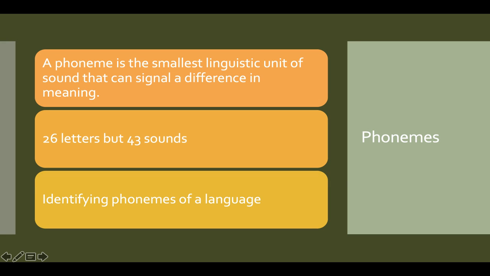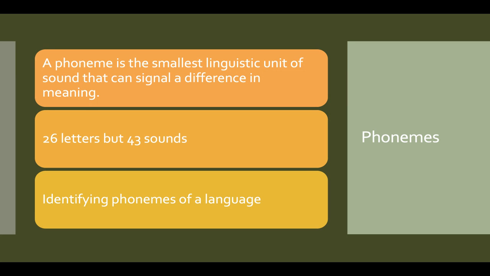All right. Still talking about phonemes. A phoneme is the smallest linguistic unit of sound that can still signal a difference in the meaning. So there are only 26 letters in our English alphabet, but there are actually 43 different sounds we can make in our English language. And so that's the difference. There's sounds that can signal a difference in meaning, but it doesn't necessarily mean it's a letter.